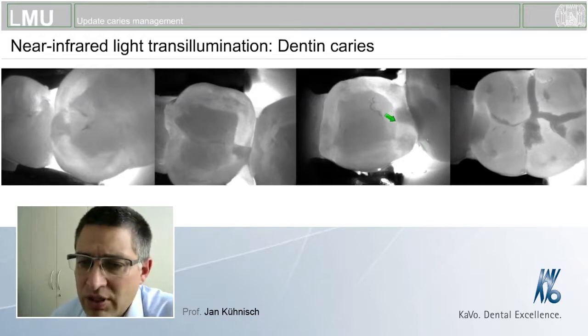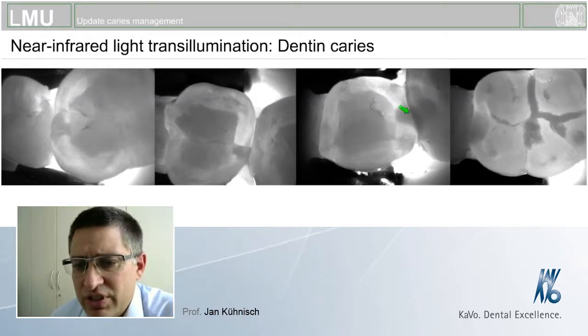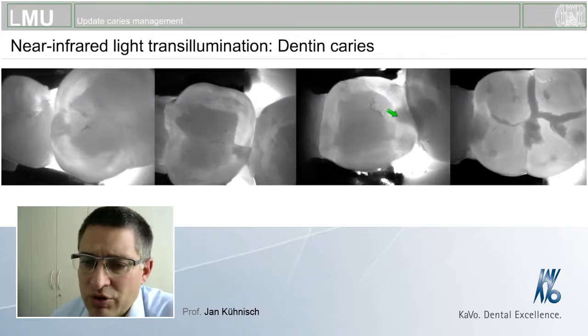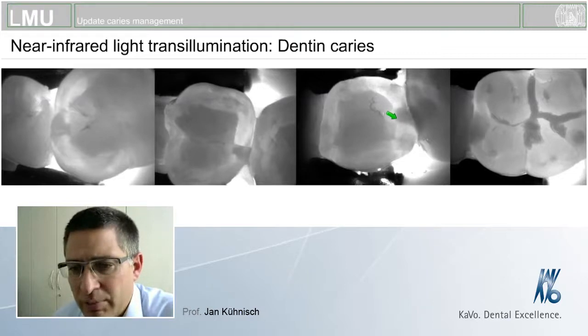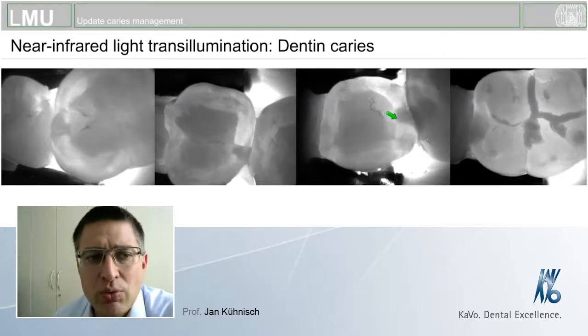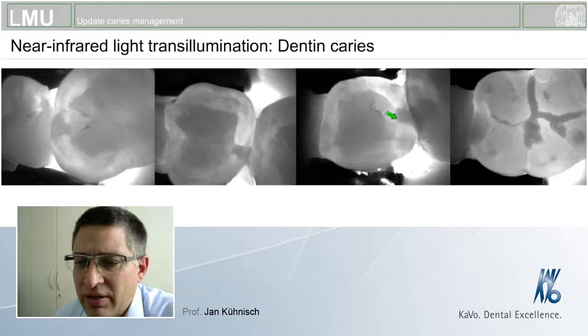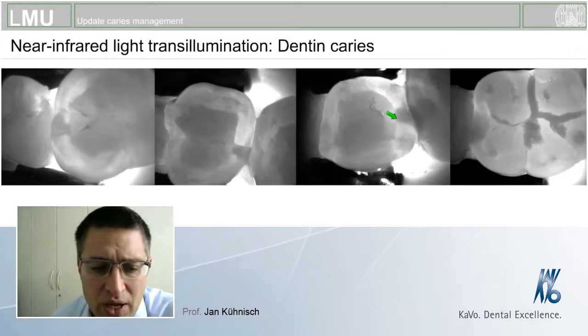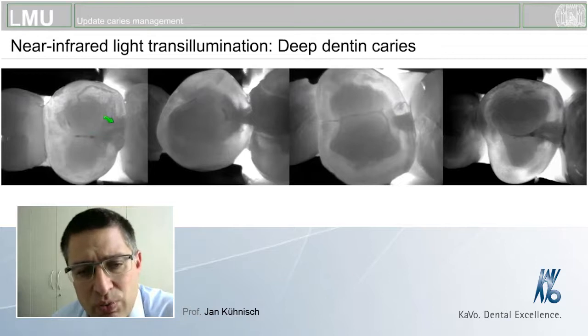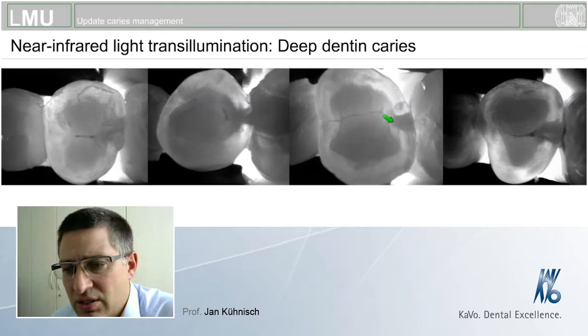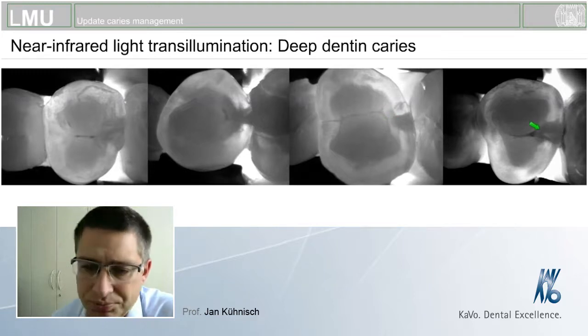What I would like to express is that if we see a demineralization which is crossing the enamel thickness completely, reaching the enamel dentine junction, this means that we will most probably have a dentine caries lesion present. We can see deep dentine lesions as well, and the characteristic is that we see a dark shadow in dentine as well, as you can see here in these examples.